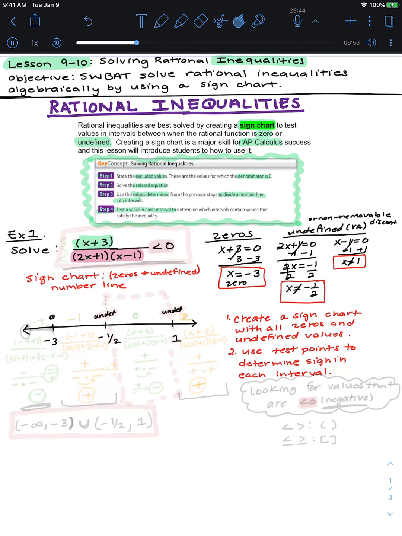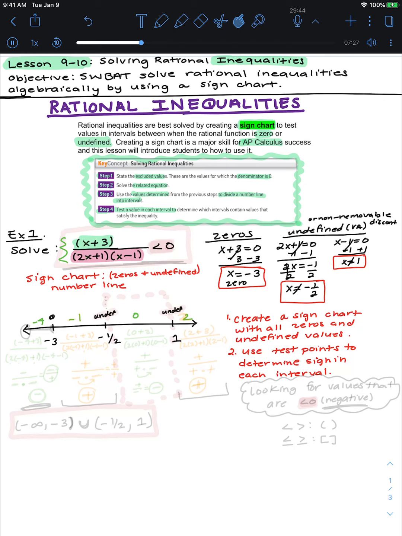So here, since I have -3, a number that's less than -3 is going to be -4. A number that's greater than -3 but less than -1/2 is going to be -1. And a number that's greater than -1/2 but less than 1, I'm going to go ahead and say it's 0. And then I have to choose a number that's greater than 1, so I'll go ahead and choose 2. Okay? And so now I have to go ahead and test these by putting them into the original inequality.